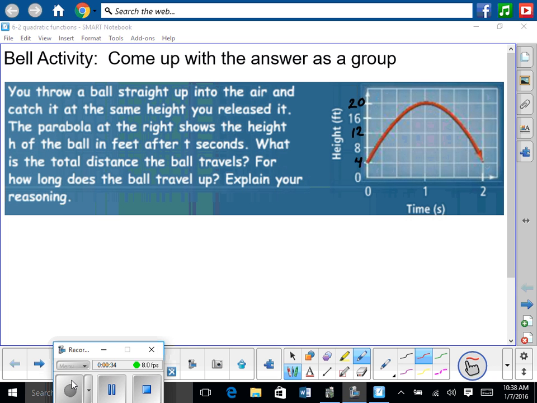Okay, and then the ball travels up for 1 second because it stops at 1 second and starts going down after 1 second. Very good. You're absolutely correct. So go ahead and give one of these to everybody in your group. Thank you. Perfect. Okay, so now, any questions on that?